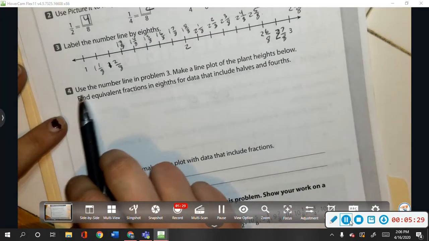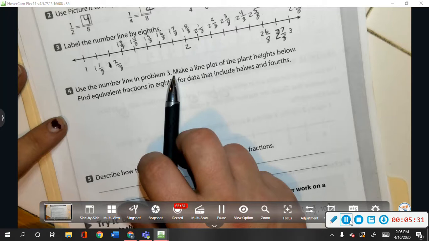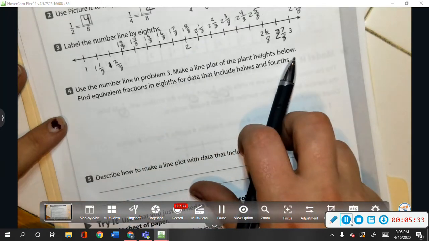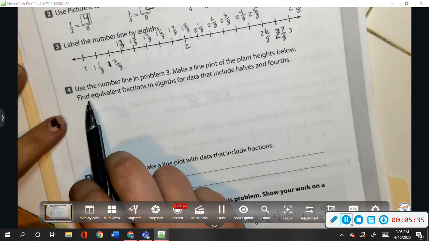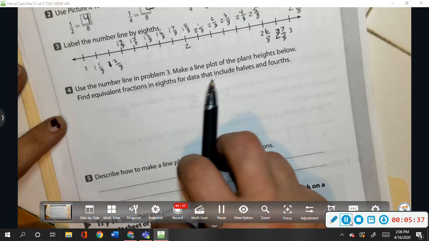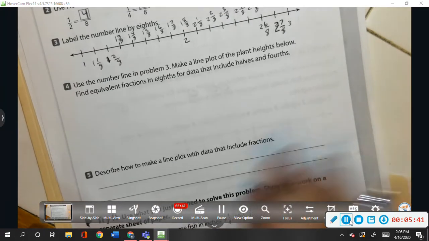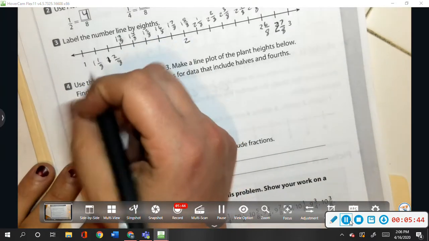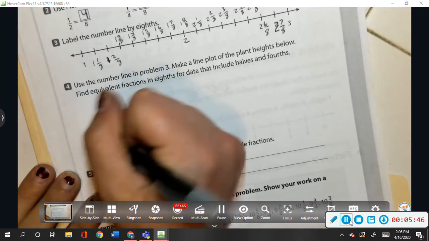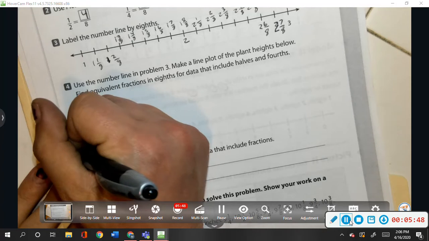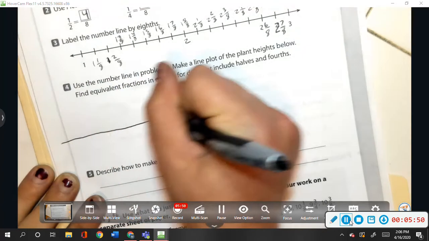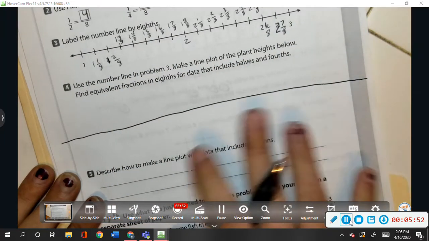Number 4 is asking us to use the number line in problem 3, make a line plot of the plant heights below, and then find equivalent fractions in eighths for data that includes halves and fourths. Alright, so we need our line plot. I'm going to make this one just a little bit bigger because I kind of ran out of some room. I hate running out of room.